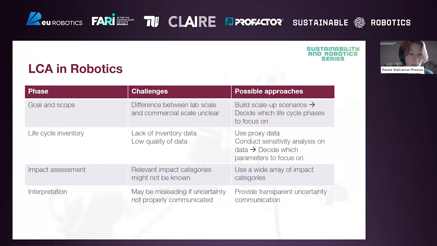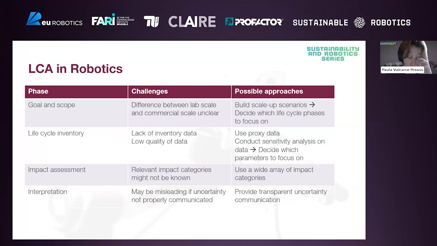can go through it and see, okay, for the goal and scope, maybe one of the challenges is that it's hard to define what life phases we are looking at for our product if we don't exactly know what these look like. So we want to look at manufacturing, but we only have a lab product. So we don't know what big scale manufacturing will look like. And what we can do in this case is to build scenarios.